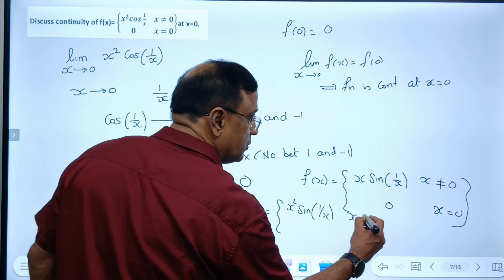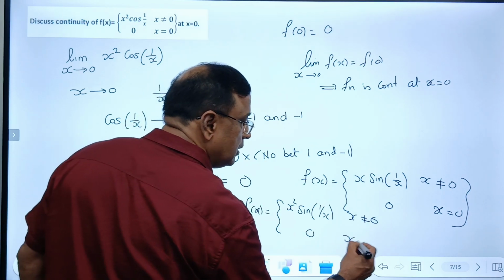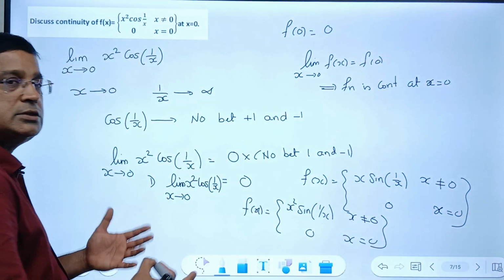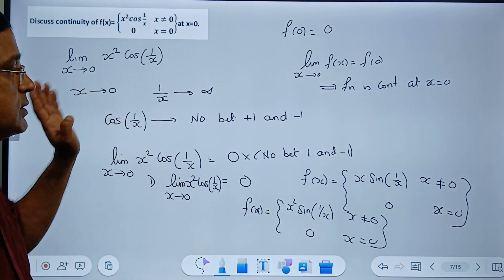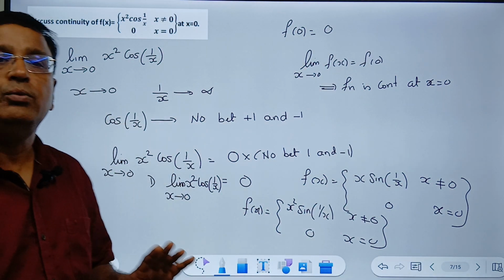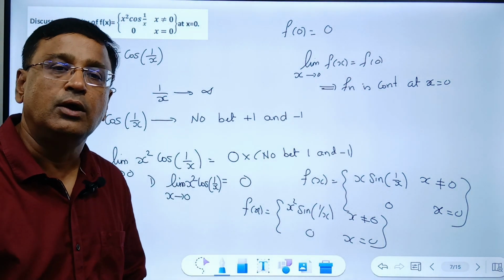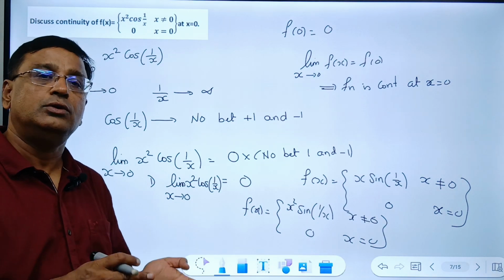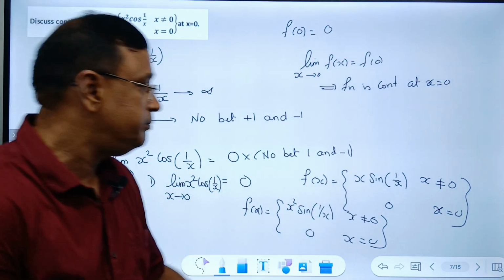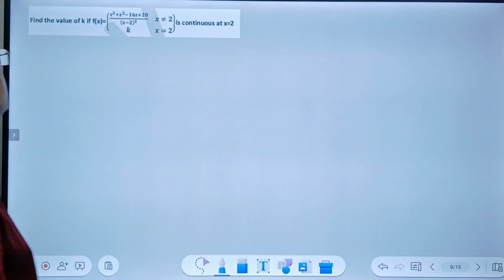I'm just giving you all the possibilities. Any question, the argument is the same. Sine 1 by x and cos 1 by x always oscillate between +1 and -1. So 0 into any number, 0 into cos 1 by x will be 0. Okay, let's go to this.